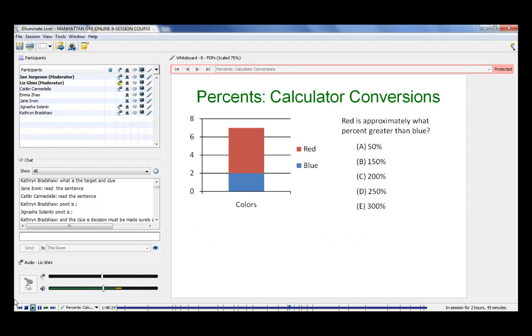Okay, here's a percent conversion. Red is approximately what percent greater than blue? What do we have to think about here? What do you guys think? You can type in the answer. Red is approximately what percent greater than blue?